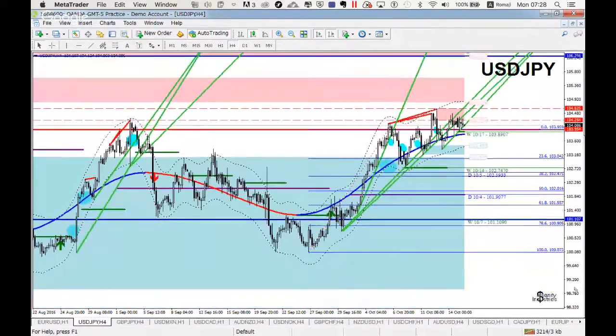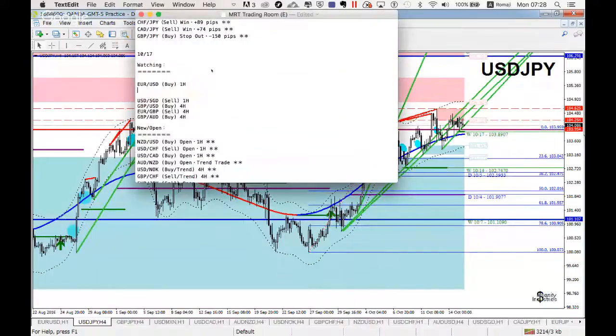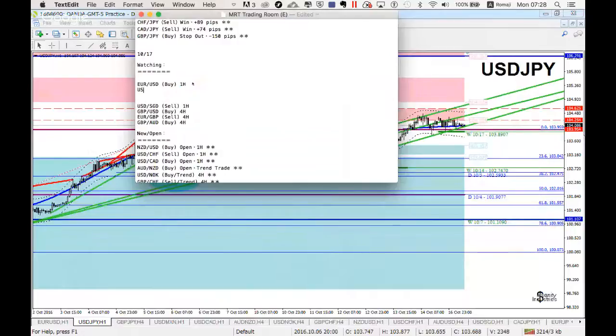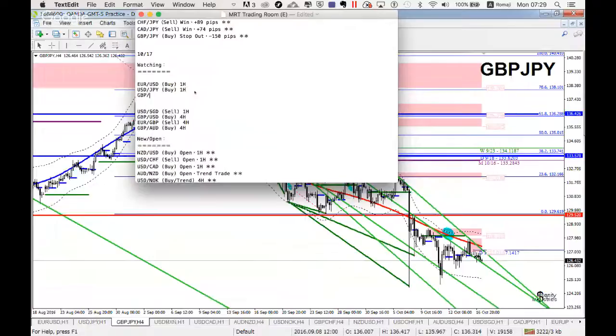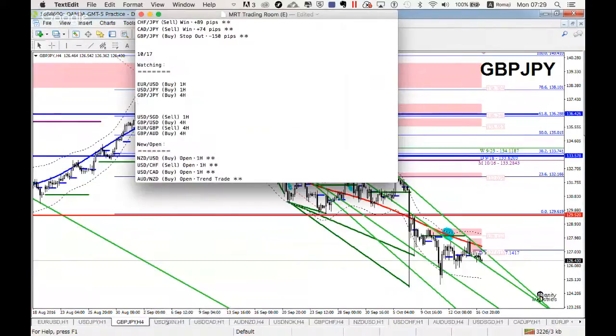Okay, so let's go ahead then and add this to our watch list. It's a dollar yen. We're looking at the 1 hour chart for now. We also have pound yen I want to add. On the 4 hour chart. Dollar peso on the 1 hour chart.